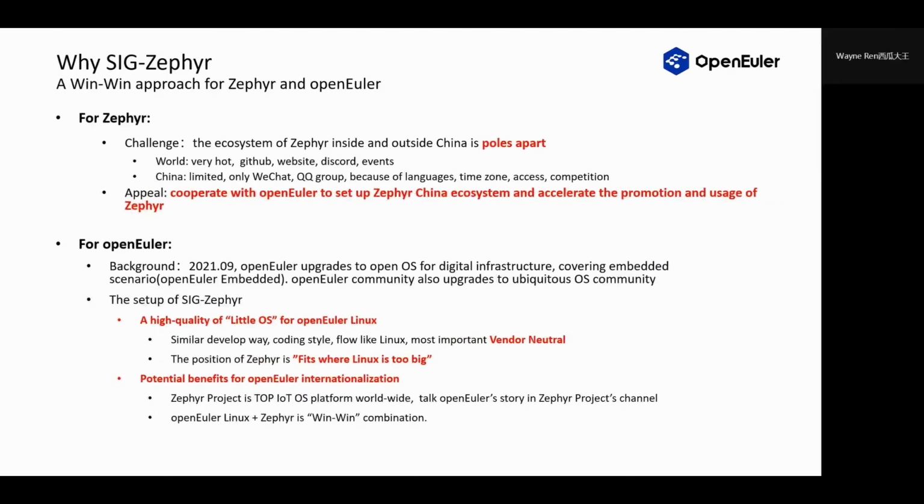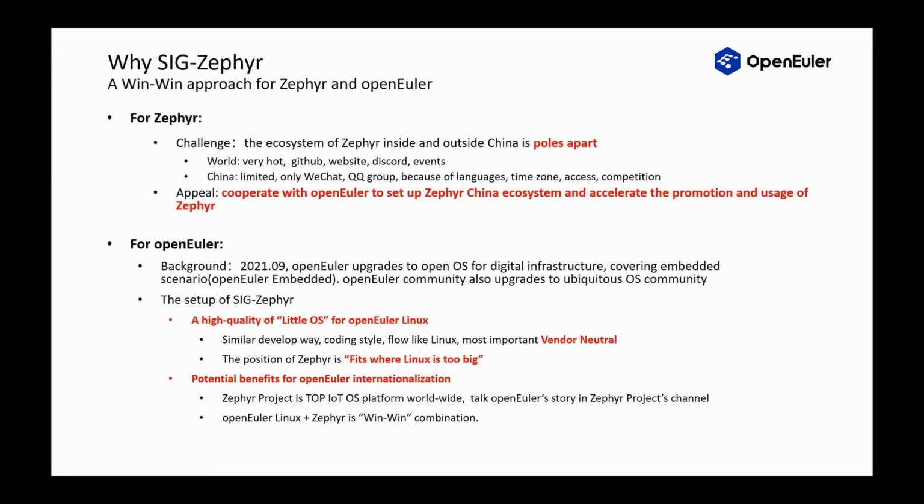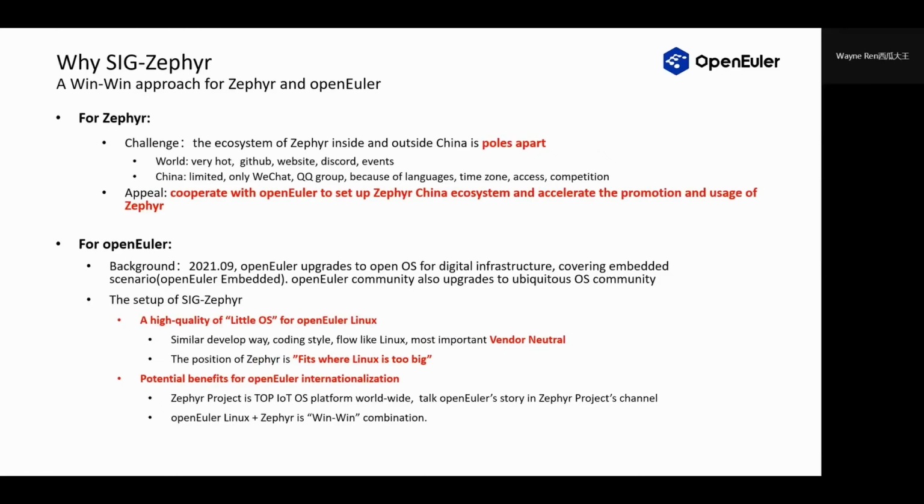So why do we set up SIG-Zephyr? Generally speaking, setting up SIG-Zephyr is a win-win approach for both Zephyr and openEuler. Let me explain that. After 7 years of evolution, the Zephyr project has grown to be a top IoT OS platform worldwide. Platinum members like Intel, Google, NXP, and other companies. 10,000-plus pull requests per year. 1,000-plus contributors. Website, mailing list, Discord, social media, YouTube.